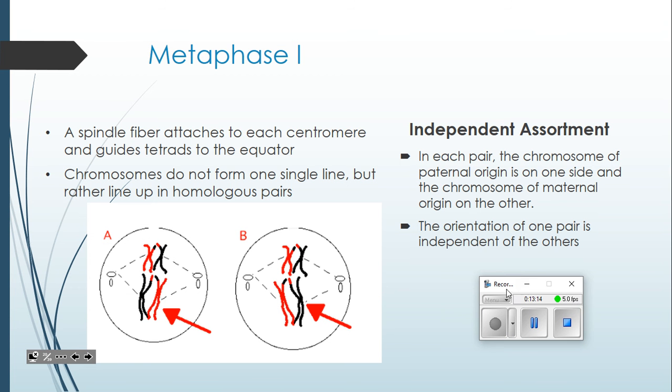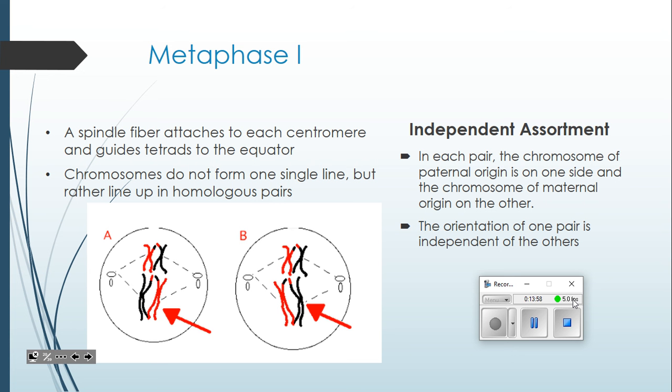Next, we have metaphase 1. Metaphase 1 is similar to metaphase in mitosis. Stuff lines up in the middle, but there's a distinct difference. The difference is that the spindle fiber, which still attaches to each centromere, isn't going to guide each chromosome individually to the equator. It guides a tetrad, that whole group of 4, together to the equator. In metaphase of mitosis, they wouldn't have been paired up like that. They would have just been single X's in a line. But in metaphase 1 of meiosis, they are still in homologous pairs.